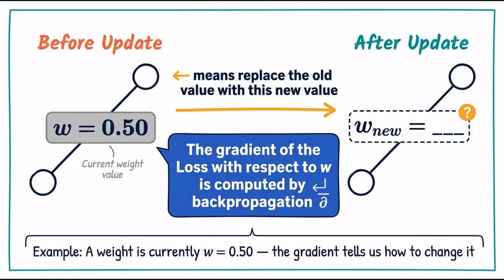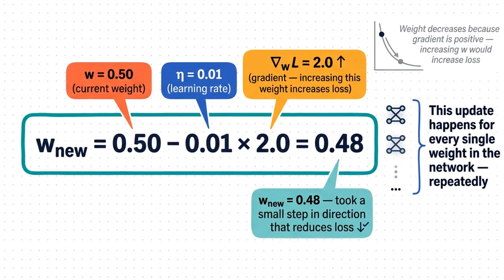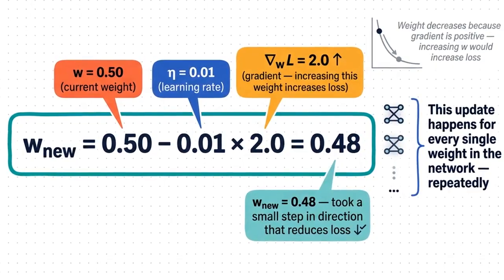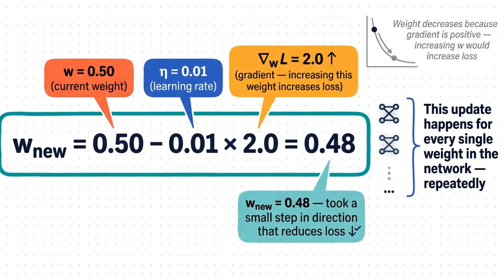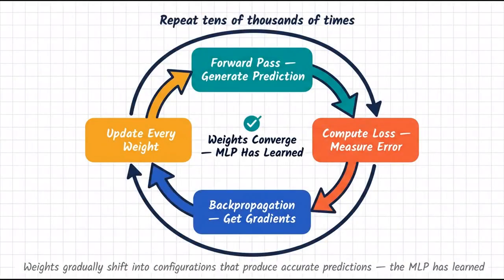Example: a weight is currently W equals 0.50. Backpropagation finds that the gradient of the loss with respect to W equals 2.0, meaning increasing this weight would increase the loss. The weight took a small step in the direction that reduces loss. This update happens for every single weight in the network, repeatedly. The cycle is forward pass to generate a prediction, compute the loss, run backpropagation to get gradients, update every weight. Repeat this tens of thousands of times across the training data, and the weights gradually shift into configurations that produce accurate predictions. The MLP has learned.